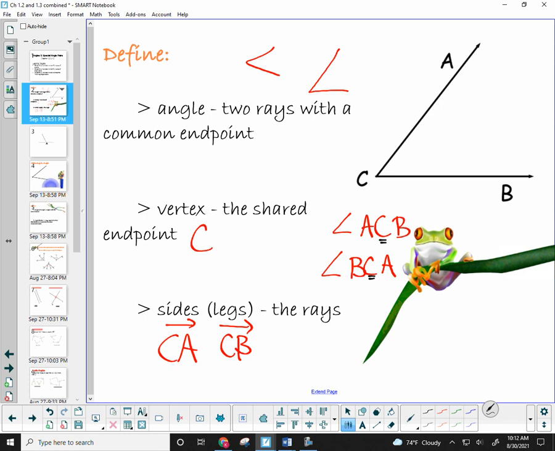I can also name this specific angle, angle C, just naming it by its vertex. The last way I can name this angle is by putting a number on the inside. Sometimes they're given to you, you can also number them, but I can refer to that as angle 5. It's honestly my favorite way because I think it's less thinking and it's fast.